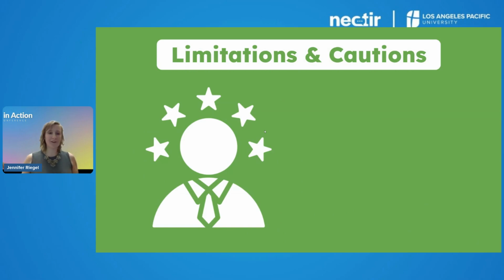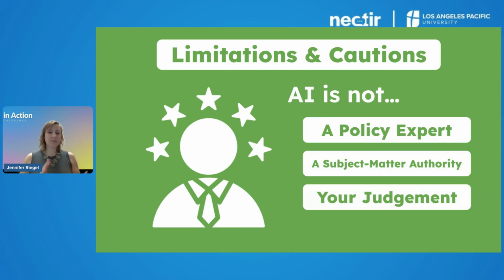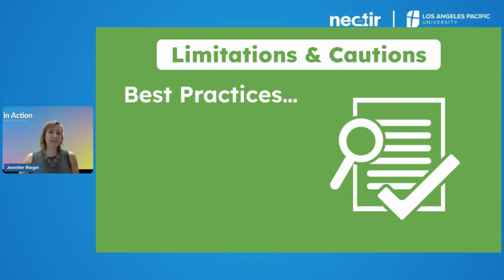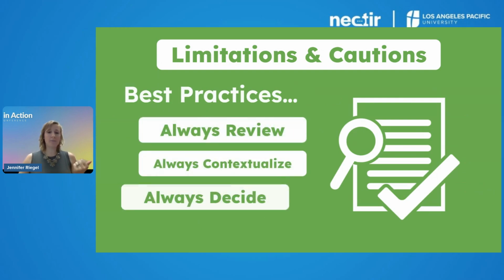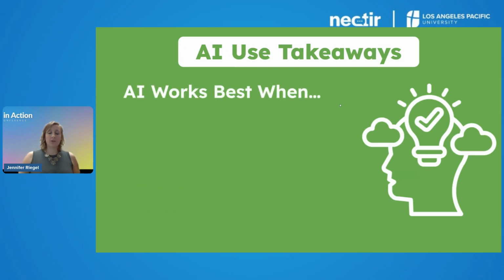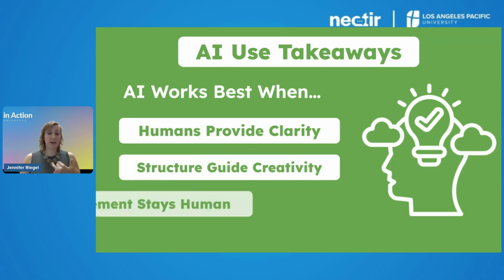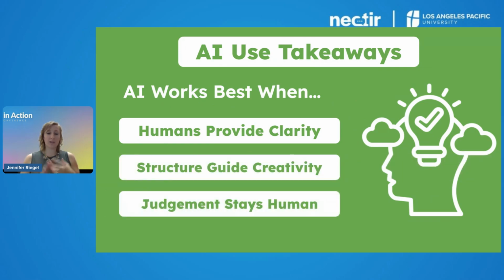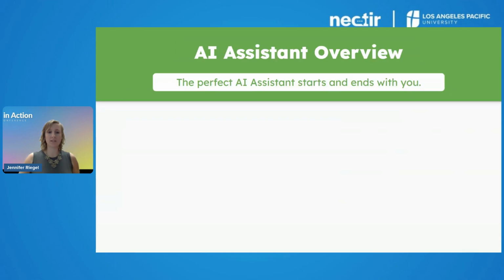All right, so as with all AI, there are limitations and cautions that you are all probably already aware of. Make sure to remember the AI is not a policy expert, it is not a subject matter authority, and it is ultimately not your judgment. So best practices to keep in mind are to always review the AI, make sure it's in the correct context, and decide whether it is worth using that AI assistant. So whenever you're creating an AI assistant, just make sure you provide clarity and structure, and ultimately judge if it is worth using in whatever task you have in mind.